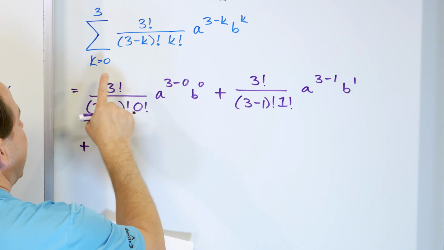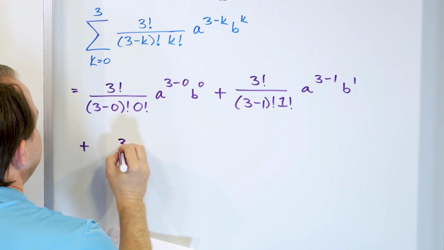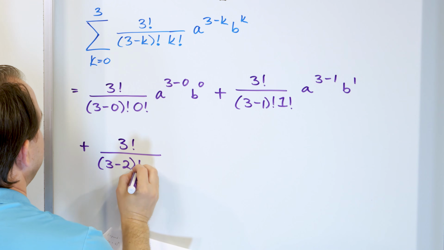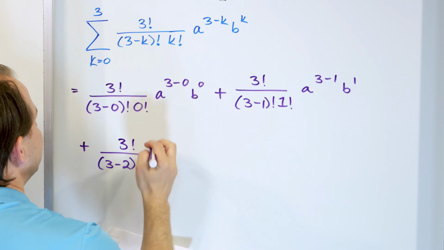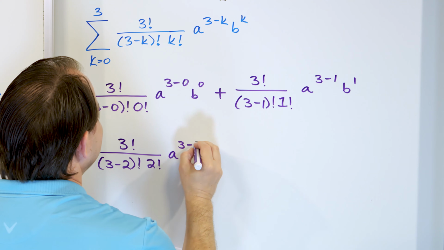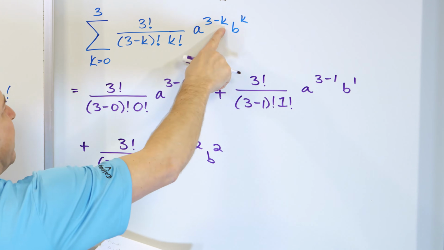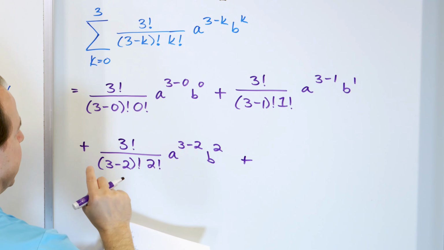Then what we have, k is 0, k is 1, now k has to be 2. So we're going to have this guy here, 3 factorial, k is now 2, 3 minus 2 factorial. Then this k is 2 factorial. Then we have a to the 3 minus k being 2. Then b to the k is also 2. So just put a 2 in for all of these locations. And then we'll do our last one.